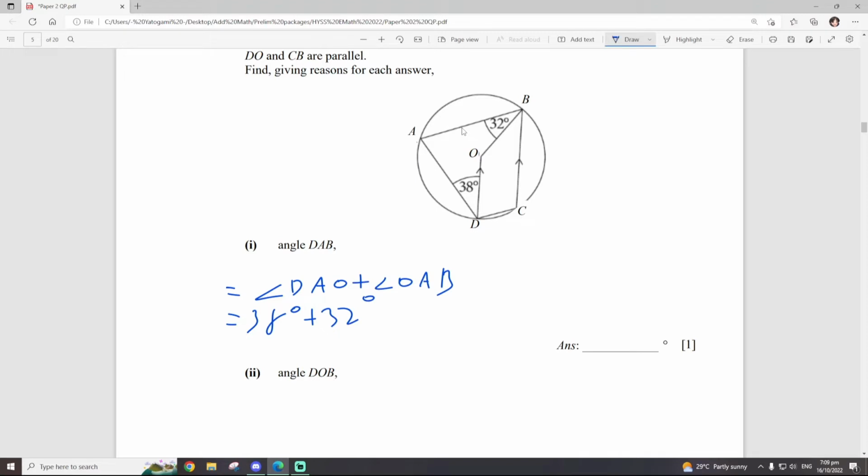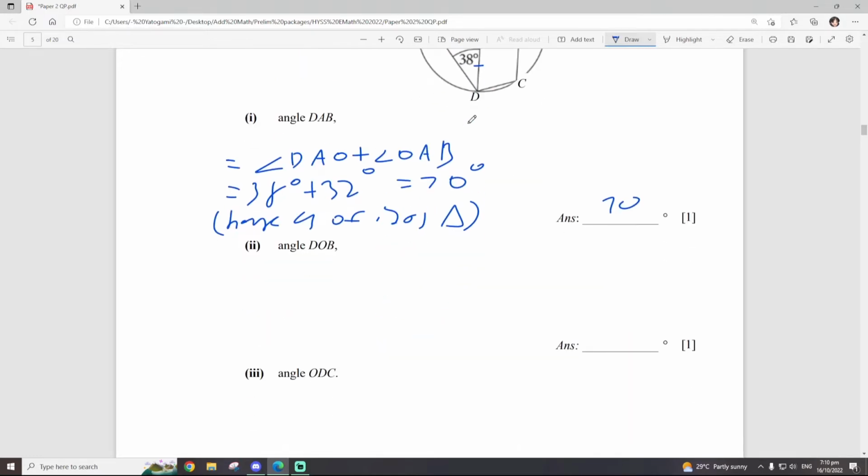Because of base angles of isosceles triangles, right? Because what's happening is that this and this, they are all the same. So this will be 70 degrees. Find angle DOB. Okay, this is 140 degrees, because angle at center equals 2 times angle at circumference.